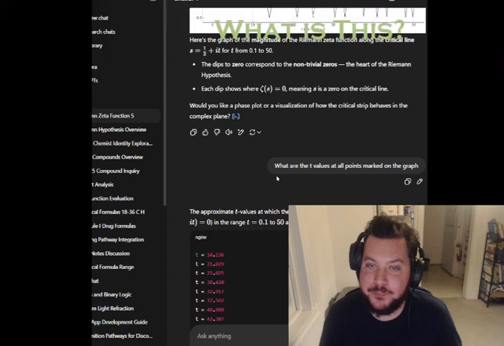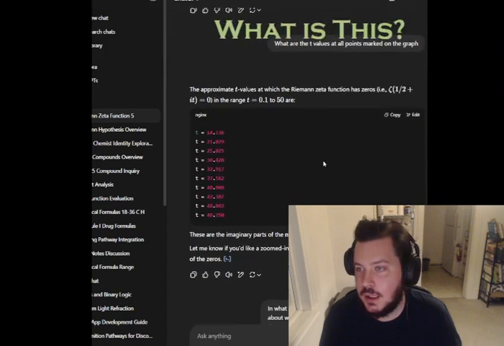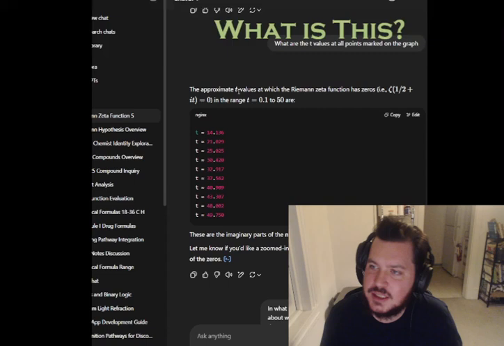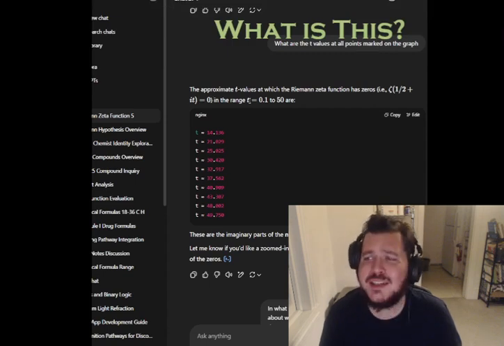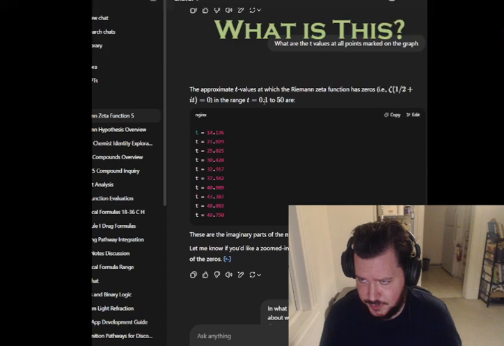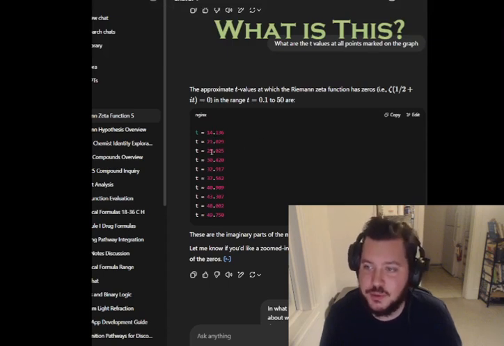No, I didn't want that. What are the values of t at all points marked on the graph? So I've calculated that out pretty well. The approximate t values where the Riemann zeta function has zeros, 1/2 plus it equals 0, in the range t equals 0.1 to 50. So we got 14, 21, 25, 30, 32, 37, 40, 43, 48, 49.